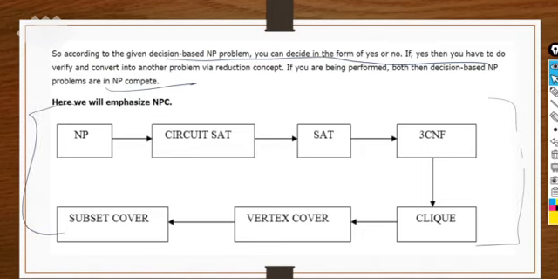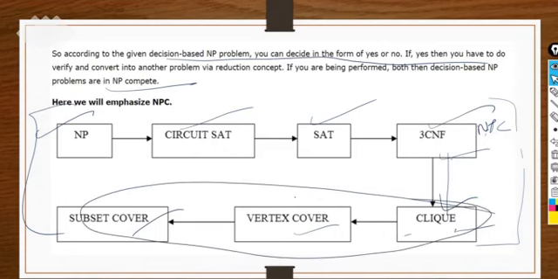These are some problems. We know NP problems like circuit satisfiability, which we have already discussed. Under the satisfiability problem, we have discussed 3 CNF. That comes under the category of NPC, right? These problems we have already covered in this lecture. In the next lecture we will discuss the clique problem, vertex cover and subset cover. These problems we will discuss in the next lecture.